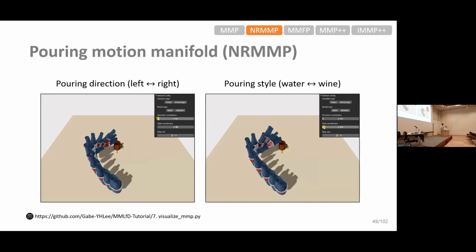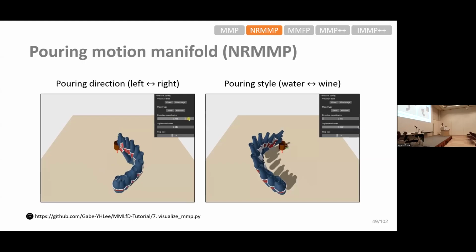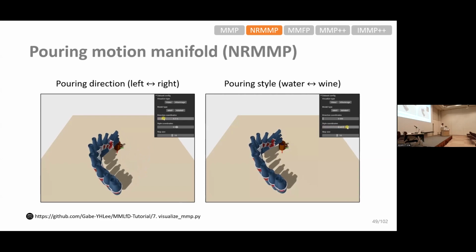So this is a visualization of the two-dimensional pouring motion manifold learned by NRMMP. It shows how the generated trajectory continuously changes as we control the coordinates corresponding to the pouring direction and pouring style. If you look at the pouring style change on the right, at the last stage of the pouring, you can notice that the bottle is rotating along its axis. So it's kind of changing from water pouring style to wine pouring style.